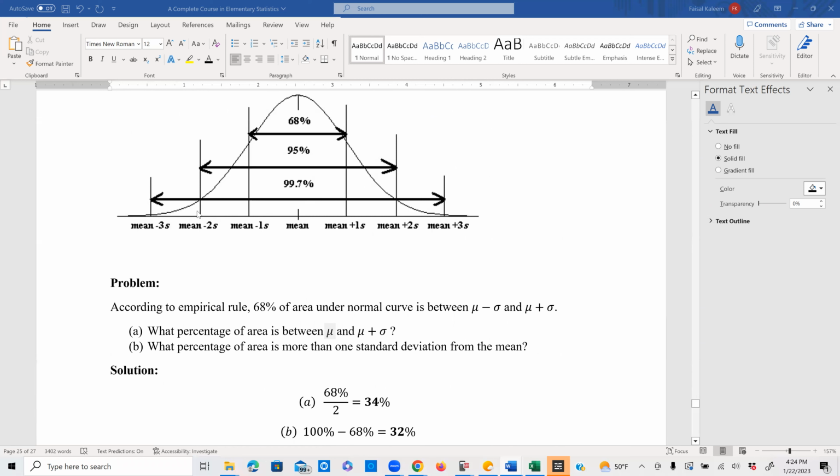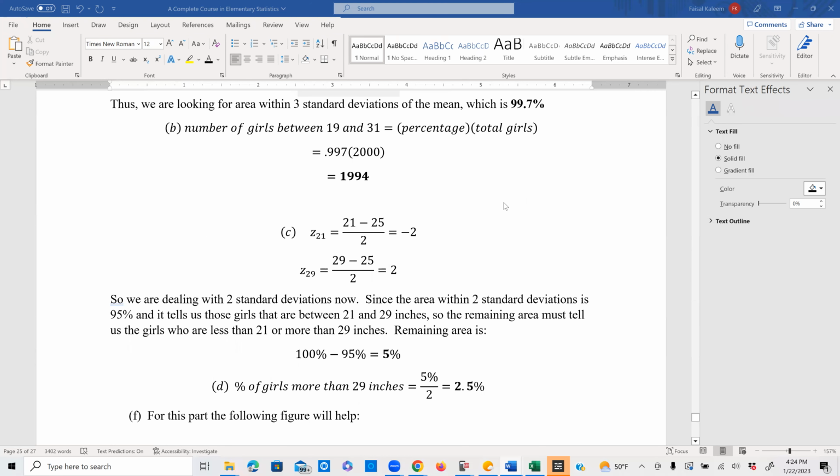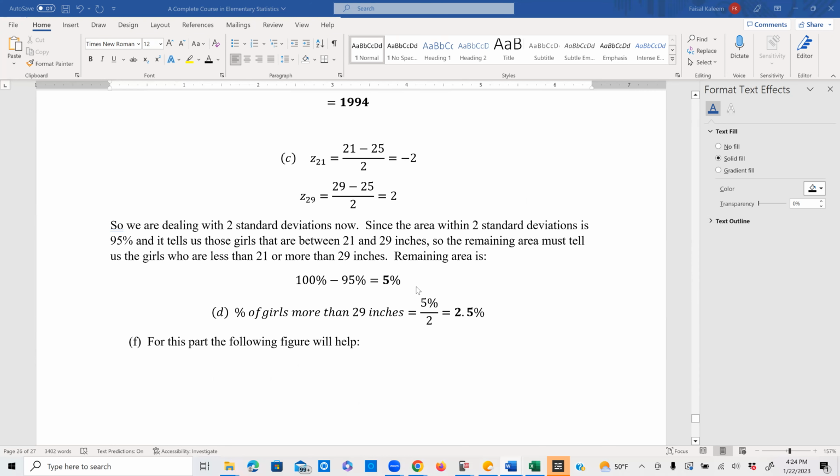So see, the 2 standard deviation mark is this one here and this one here. And if they were asking between the two, then we know it's 95%. But they're asking either less than that or greater than that. So again, it's the leftover area after the 95%. The total area is 100%. So this one will be 100 minus 95. That is 5%.